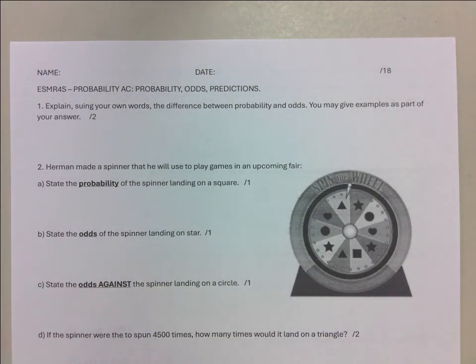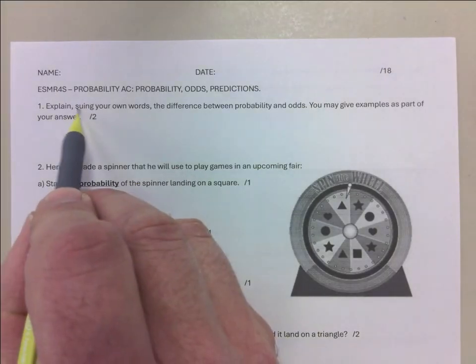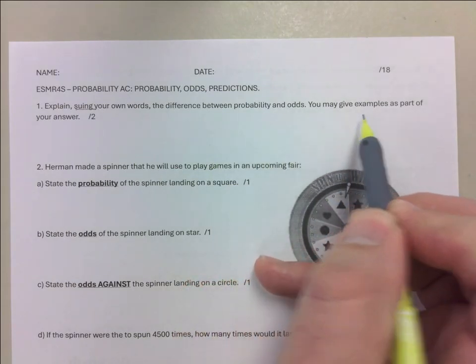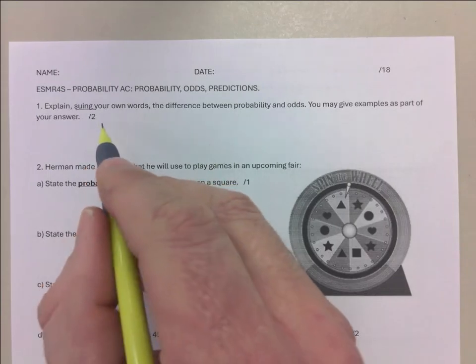Explain using your own words. See, I'm making my own words. Use your own words. "Suing" is one of them. My bad, using. The difference between probability and odds. You may give examples as part of your answer.